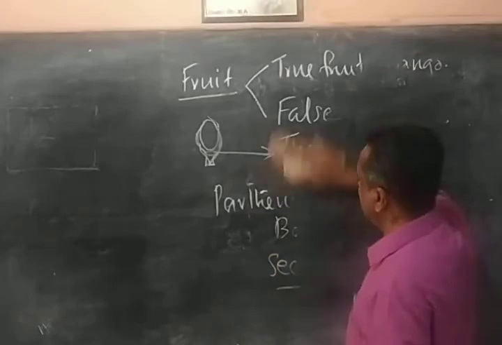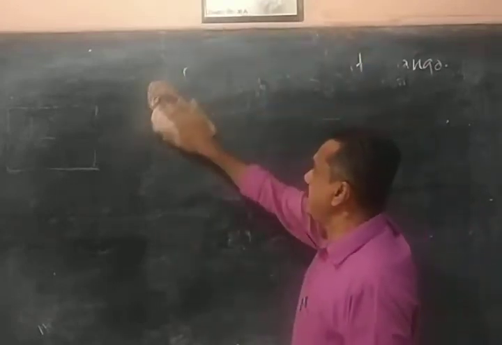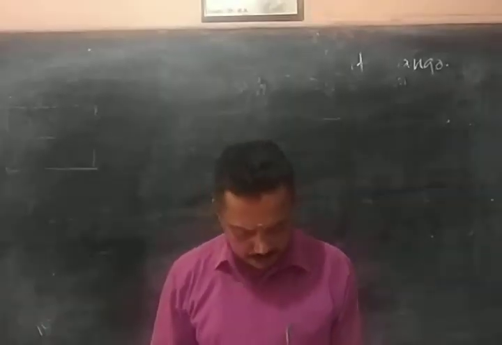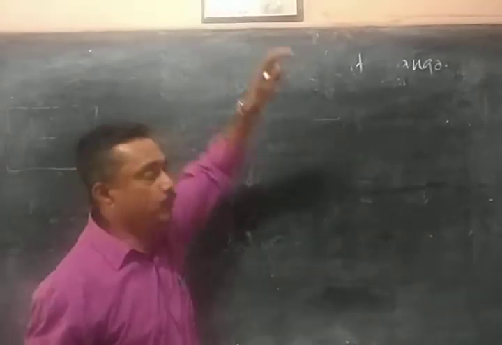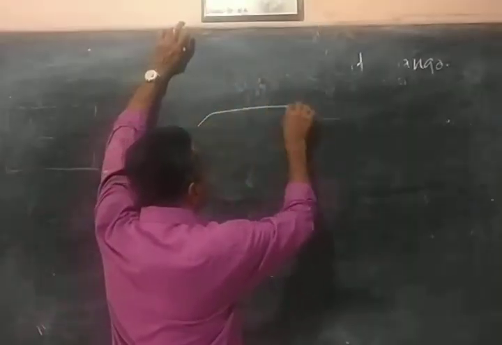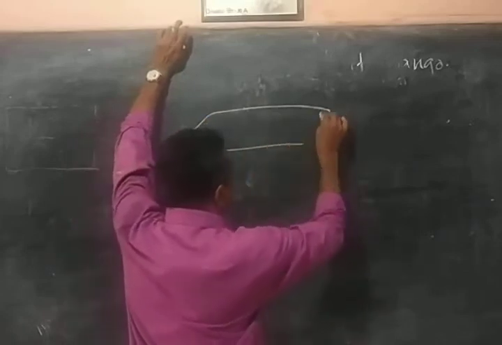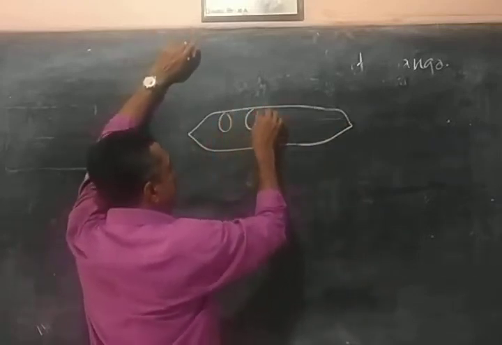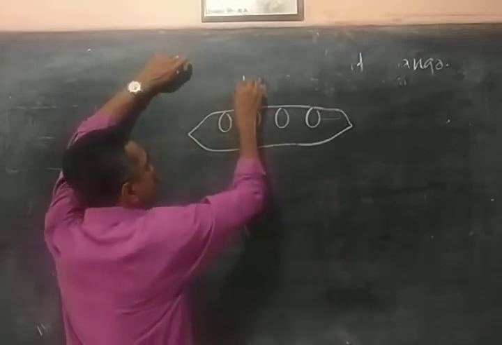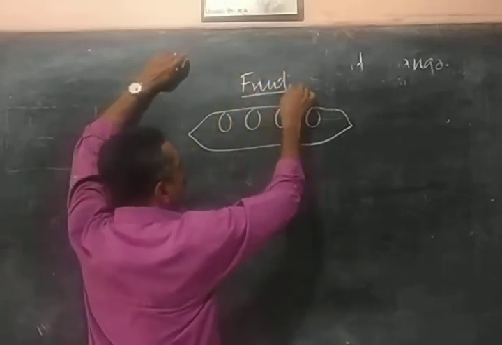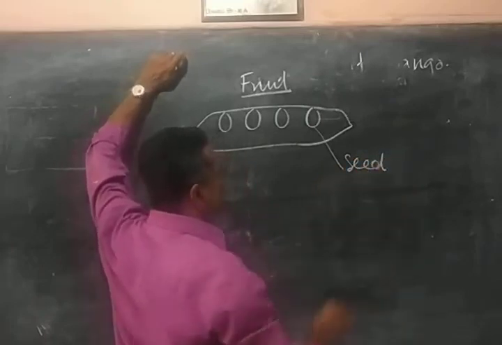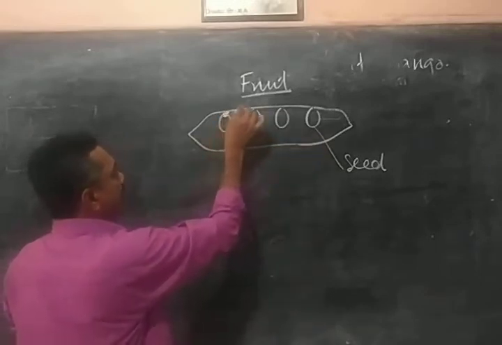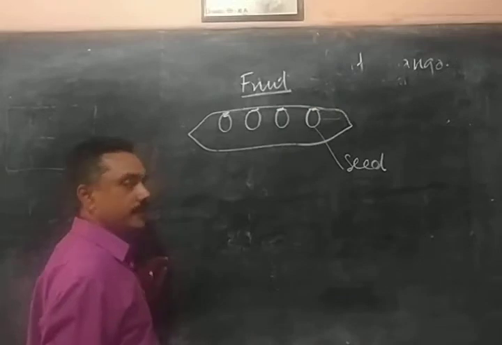Then morphology of the fruit. The wall of the fruit is called pericarp. You know the diagram of beans. Beans, pea plant, are like that. Inside you can see the seeds. This is the fruit of beans and this is the seed. The ovary develops into fruit and ovule develops into seed. Marginal placentation, the placenta is marginal.